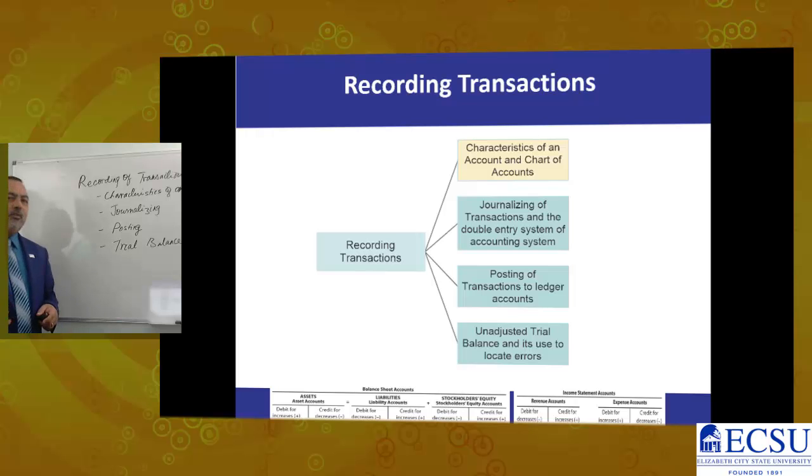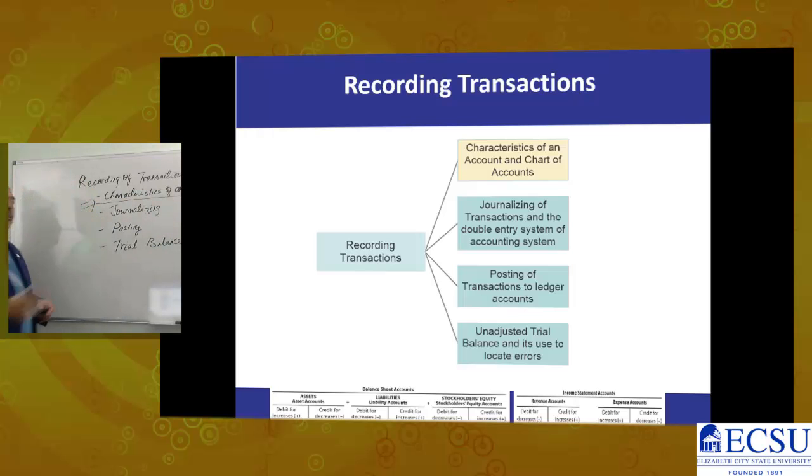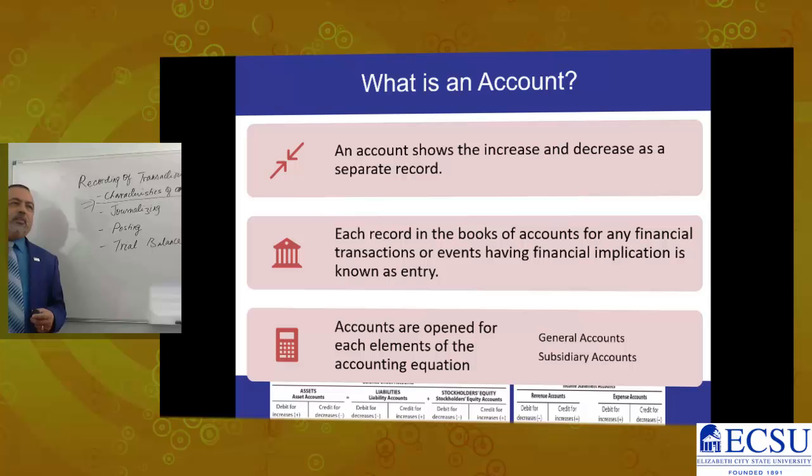But of course, I'm not going to talk about everything in this video. I'm going to concentrate on the first learning outcome, that's the characteristics of an account. So that is what we're going to talk about in this segment. So first, let's start with what is an account. As you can see, an account is an element of a record which shows the increase or decrease as a separate account.